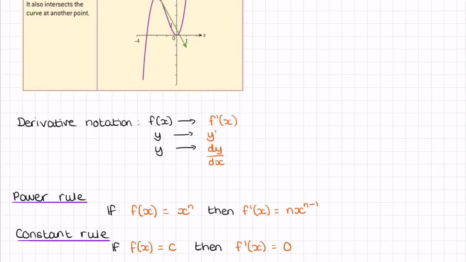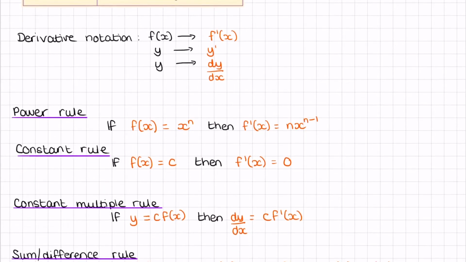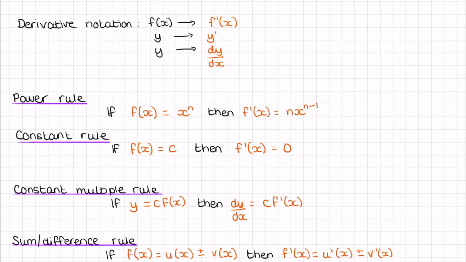Now, we're going to look at some rules for derivatives. We've got a few here to start with. So we have the power rule. If f of x equals x to the power of n, then the derivative equals n times x to the power of n minus 1. The constant rule: if the function is just a constant, a random number, then the derivative of that is 0.